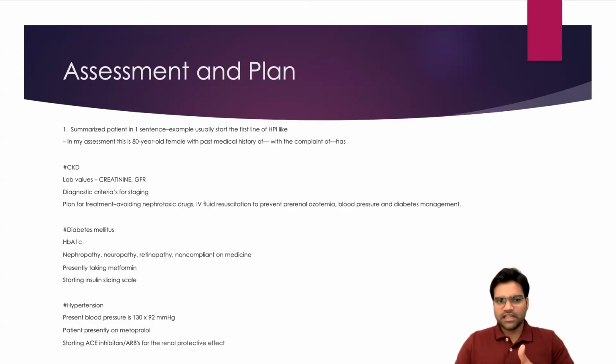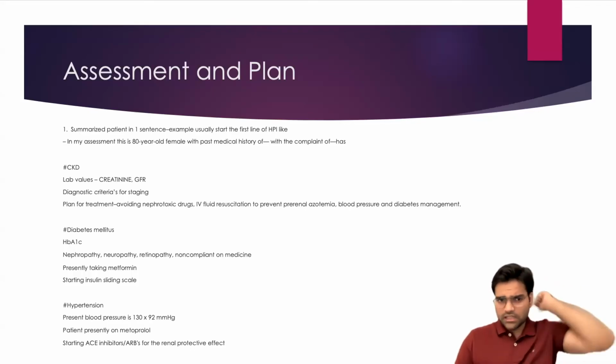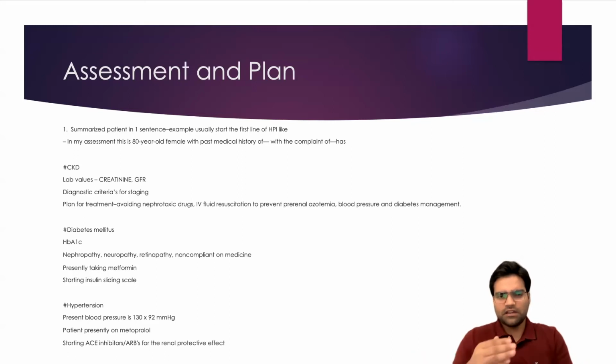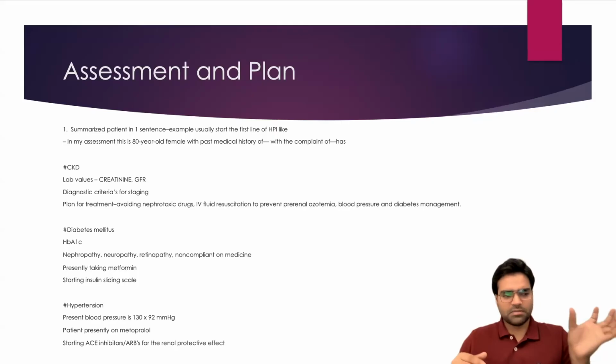If the patient has CKD, you have to mention the lab values of creatinine and the GFR. If GFR is less than 15, that means the patient has ESRD. And you have to mention the baseline creatinine, so the patient's baseline creatinine was this, ESRD patient on hemodialysis or peritoneal dialysis, and the diagnostic criteria for staging.